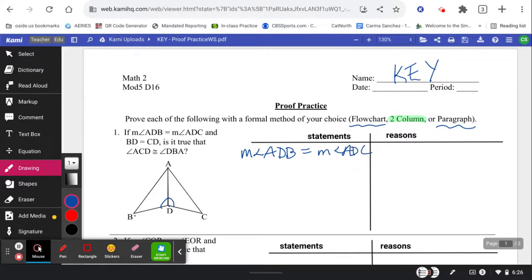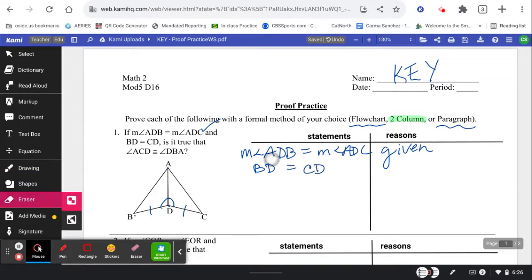So I've marked it on the diagram, I've written my given, and my reason is that this was given in the problem. Check. It also told me that BD, I'm going to put a little mark, is equal to CD. And the reason for that, you got it, given. So that's all that was given to us so far.